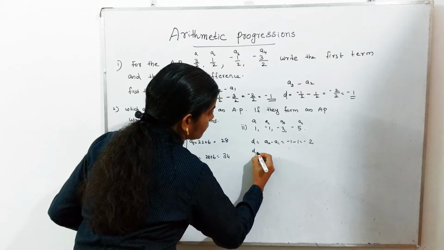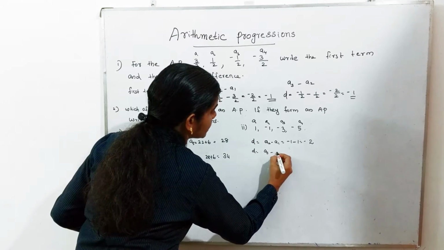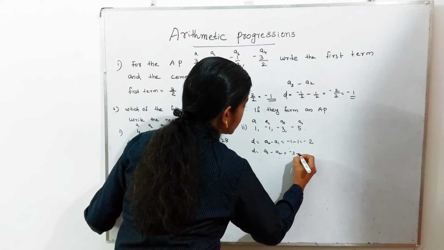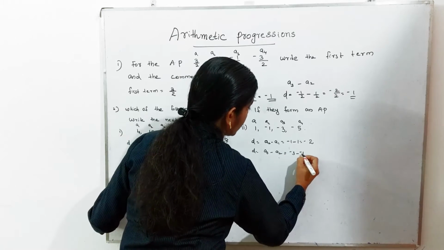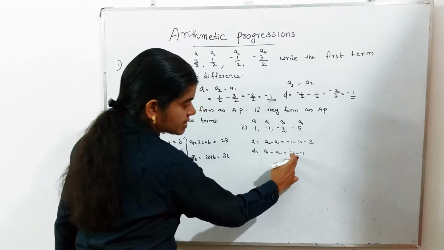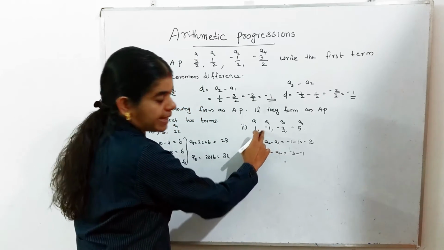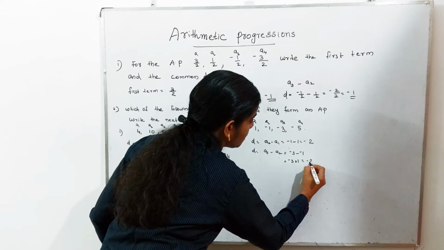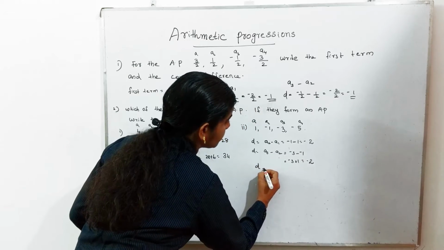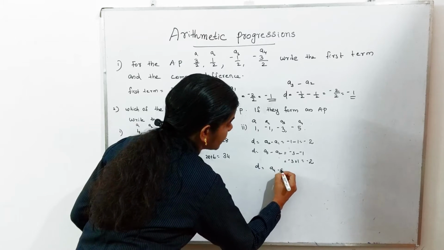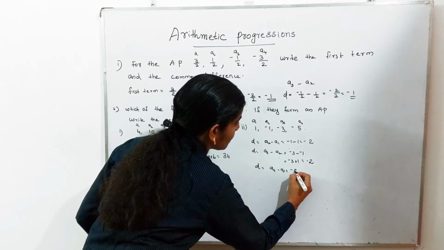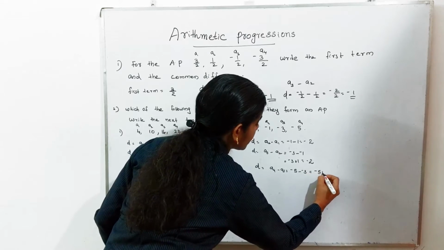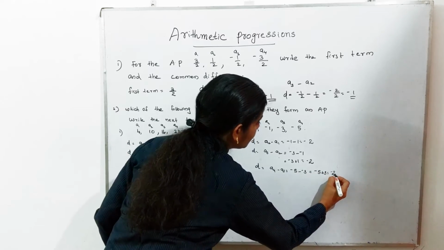Then again we can find A3 minus A2. That is minus 3 minus 1. Then the subtraction minus is there, and this term is also negative. Again you get minus 3 plus 1, that's equal to minus 2. Then again you can find D: A4 minus A3, that is minus 5 minus 3, that is minus 5 plus 3, that's equal to minus 2.